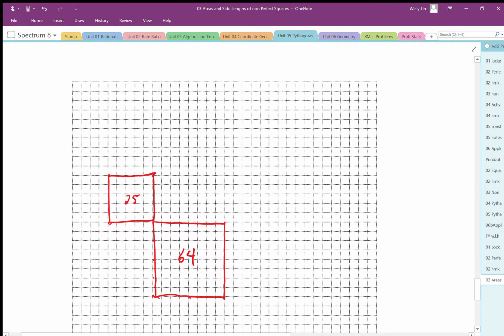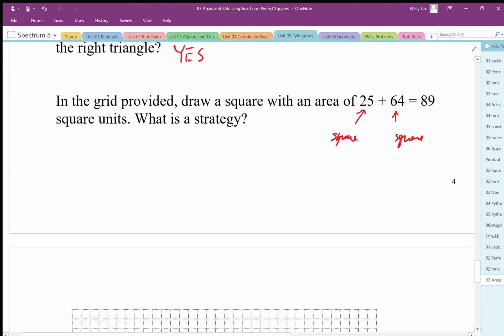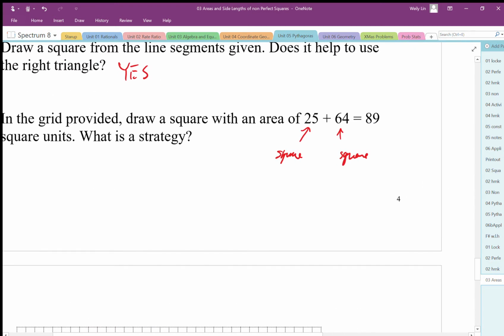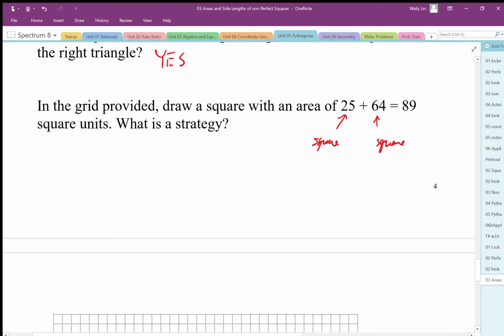Okay, so the last problem that we wanted to look at is how we can make a perfect square of 89. We're given a bit of a hint here that 25 is a perfect square and 64 is a perfect square, and those add up to 89.